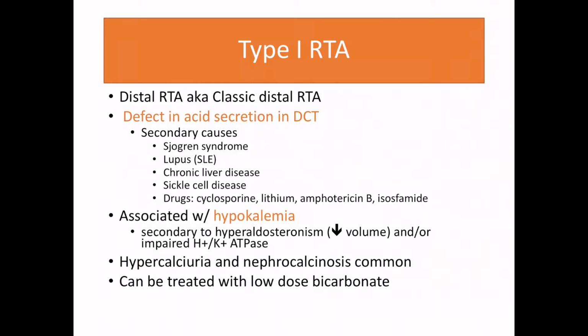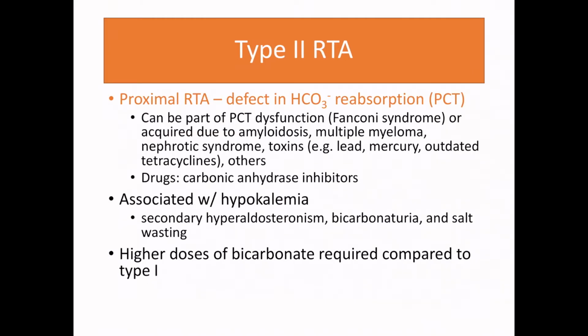The big thing you want to remember is that it is associated with hypokalemia, and this can be secondary to hyperaldosteronism and impairment in the proton potassium ATPase. Patients may have renal stones, also known as hypercalciuria or nephrocalcinosis. This is overall treated with low-dose bicarbonate versus type 2, which is treated with higher doses of bicarbonate. You do not need to know the specific doses, just knowing that it's higher versus lower doses is all I need.